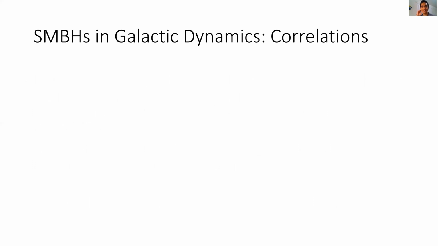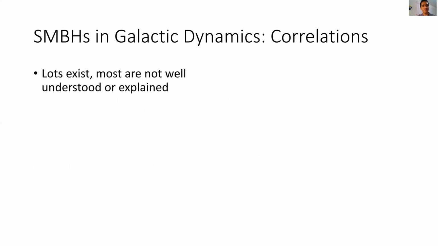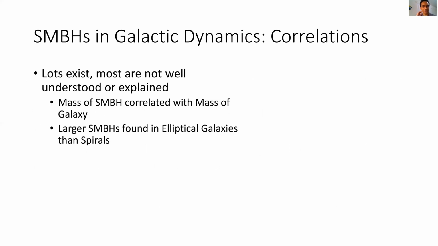The next thing I want to talk about is correlations between supermassive black holes and the structure of the galaxy as well. Lots of them exist. Most of them are not super well understood or explained. Some of them are ones that you would expect intuitively, like the mass of the supermassive black hole is correlated with the mass of the galaxy. So if you have a really higher mass galaxy, you have a higher mass supermassive black hole.